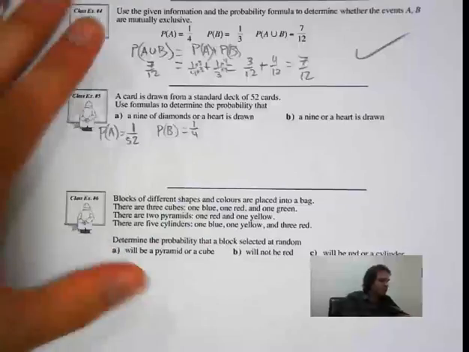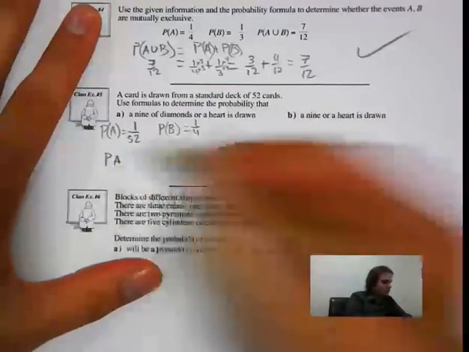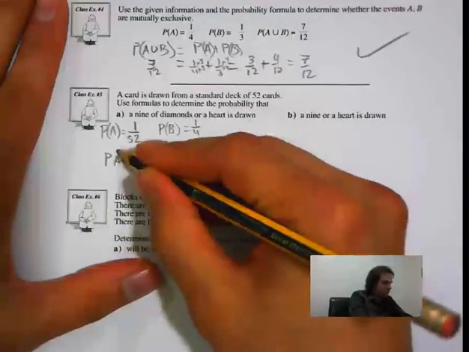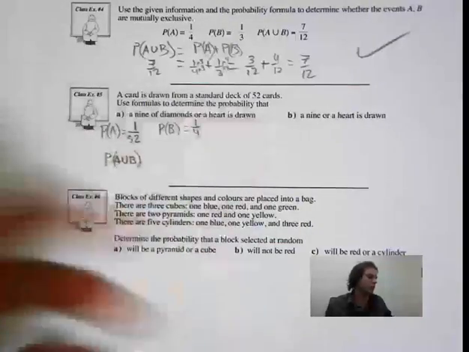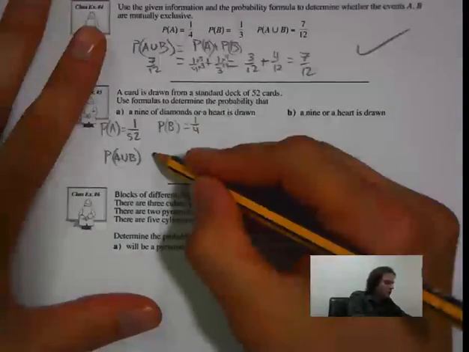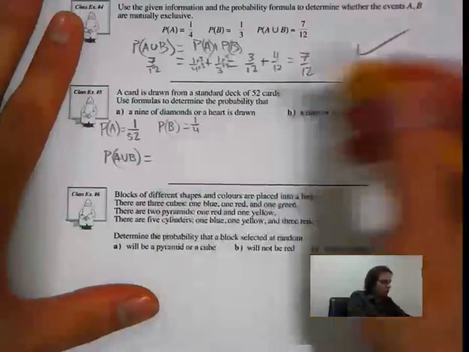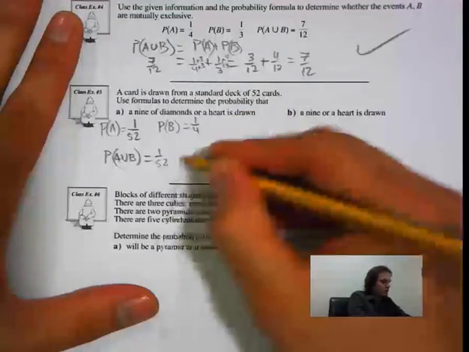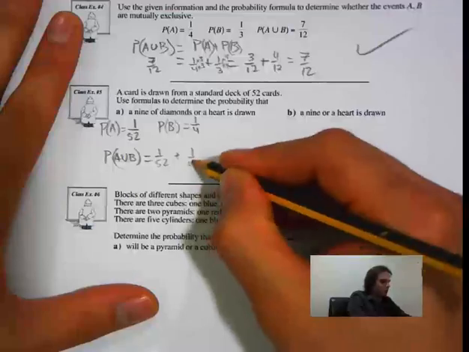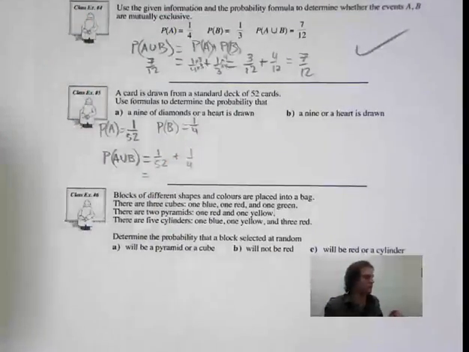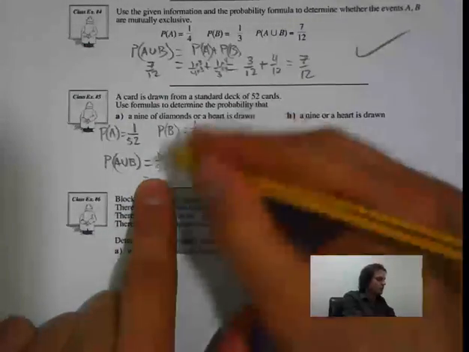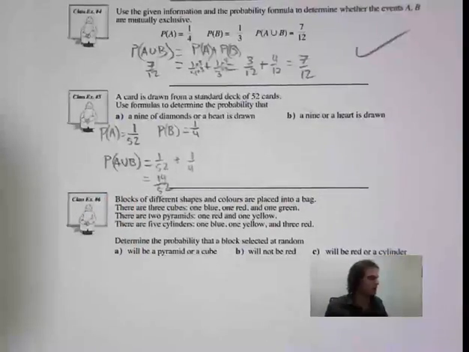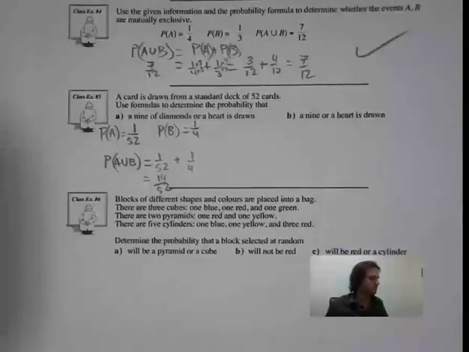Now, P of A or B. This one's pretty obvious, but I'm just going to show you the formula one more time. It is equal to 1 over 52 plus 1 over 4. Now we take a look at this here. This is going to be the same thing as 14 over 52. That's just a little practice for you guys. Okay, that's it.